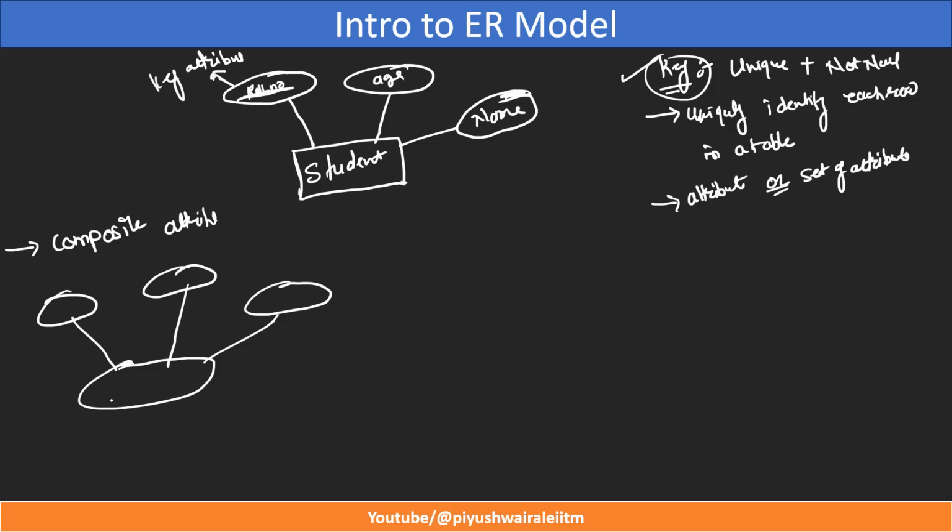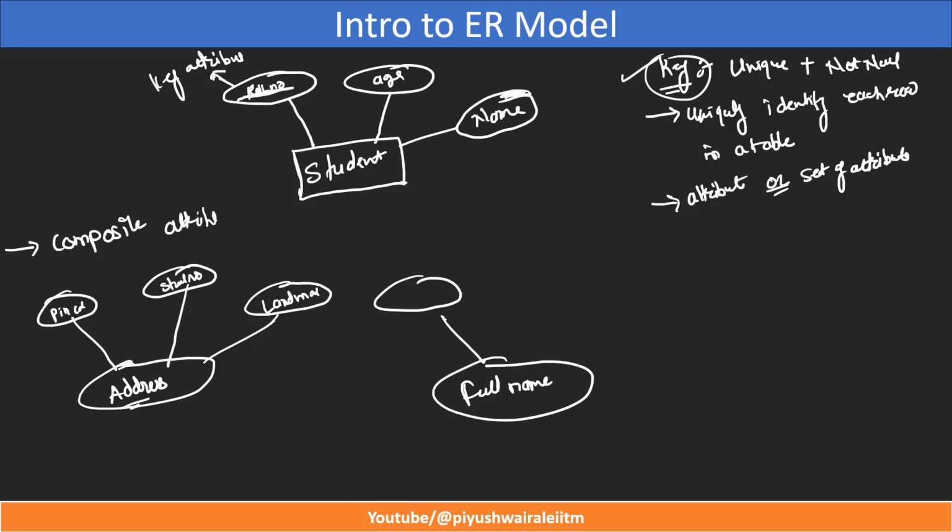For example, we have address. Address is a composite attribute having different components, like pin code, street number, and landmark. Or, for example, full name can also be considered a composite attribute if it has three components: first name, middle name, and last name, that is surname.